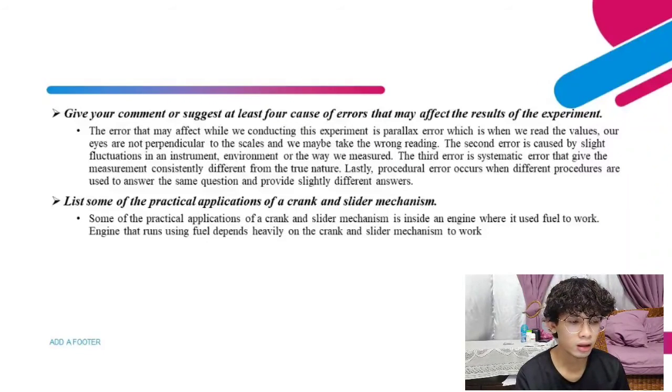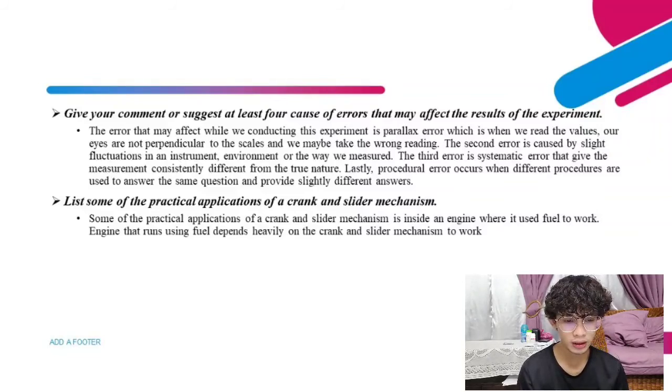Next is random error, caused by slight fluctuation in an instrument, the environment, or the way we measure. Third is systematic error, which gives measurements consistently different from the true value. Last, procedural error occurs when different procedures are used to answer the same question and provide slightly different answers.